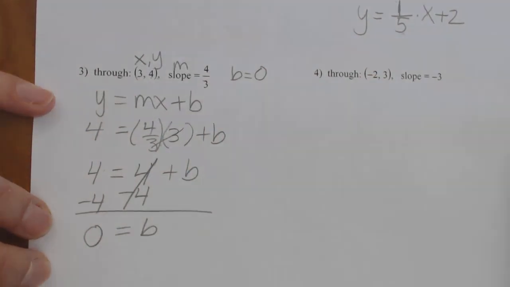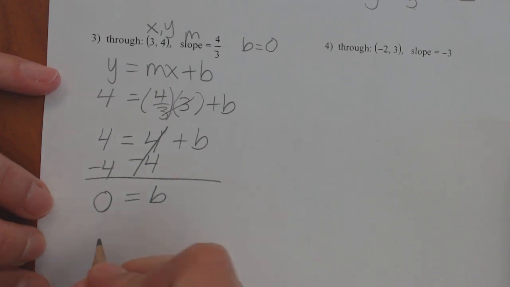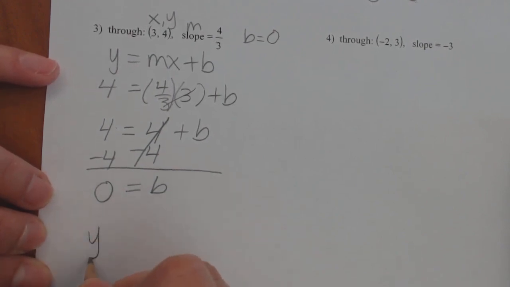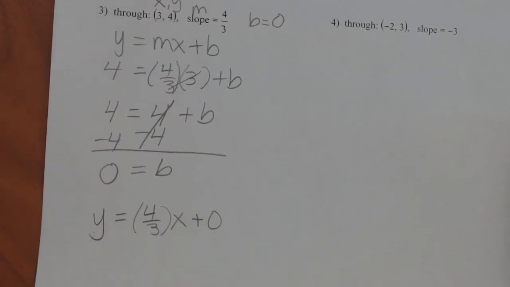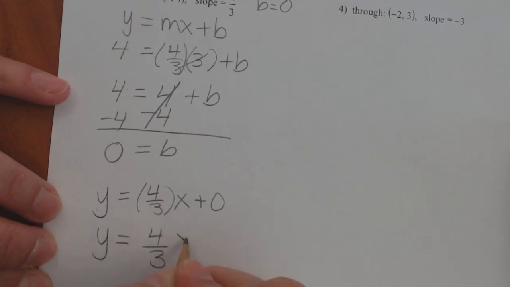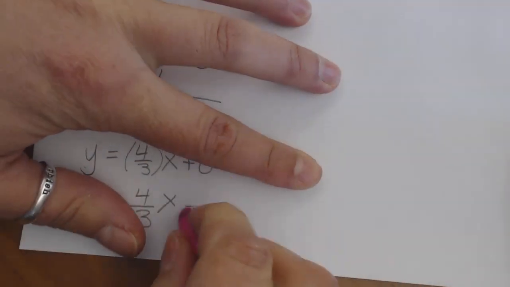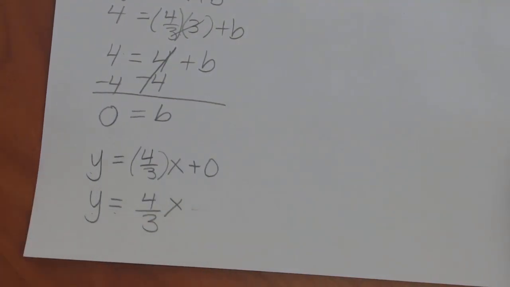So b is 0. So the line will cross the y-axis at 0, which is okay. So keep moving on with your work, don't stop. So we're going to input the slope of 4/3 x, so y equals 4/3 x, and you can put plus 0 because that is our b. However, you may see the line written like this a lot. Oh, no plus 0, sorry. You may see it written just like this, y equals 4/3 x.